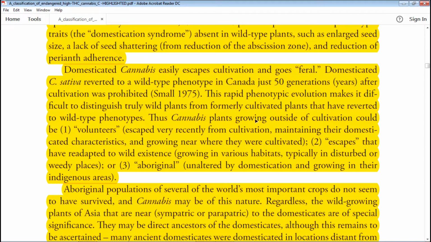Thus, cannabis plants growing outside of cultivation could be: 1. Volunteers escaped very recently from cultivation, maintaining their domesticated characteristics and growing near where they were cultivated. 2. Escapes that have readapted to wild existence, growing in various habitats, typically in disturbed or weedy places. Or 3. Aboriginal, unaltered by domestication and growing in their indigenous areas.